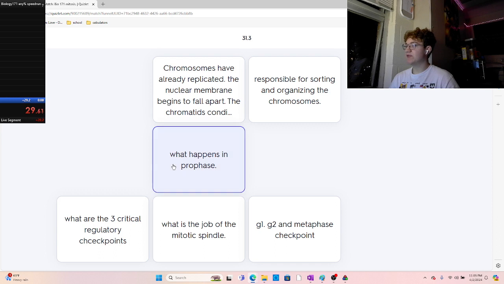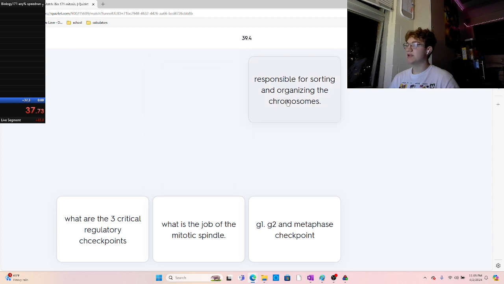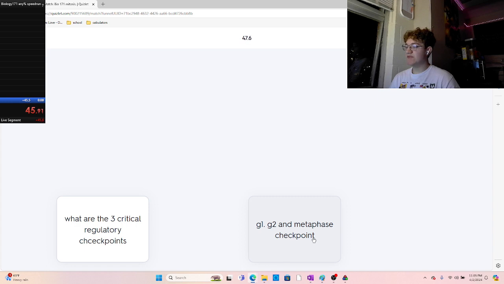Yep. What happens in prophase? That's when the DNA condenses and the nuclear envelope begins to fall apart. Responsible for sorting and organizing the chromosomes, that is the job of the meiotic spindle. G1, G2, and metaphase checkpoint. Those are three critical regulatory points.